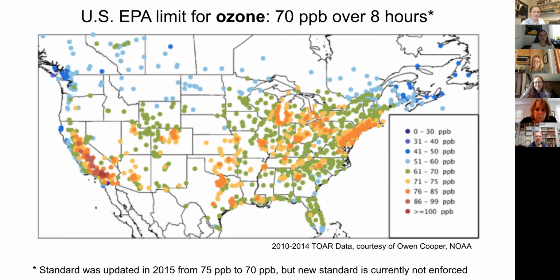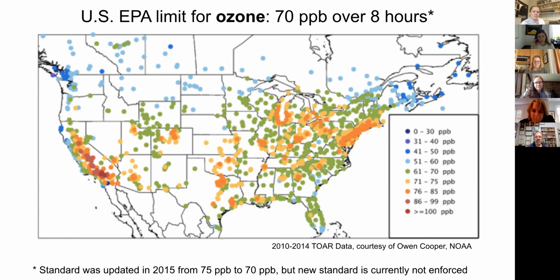This map shows what the EPA limit is for ozone, which is 70 parts per billion over the course of 8 hours. The EPA checks the fourth highest 8-hour average to see if it's above 70 parts per billion, and that's how they decide if you are in or out of compliance. The standard was updated in 2015. It used to be 75, but that new standard is currently not being enforced.